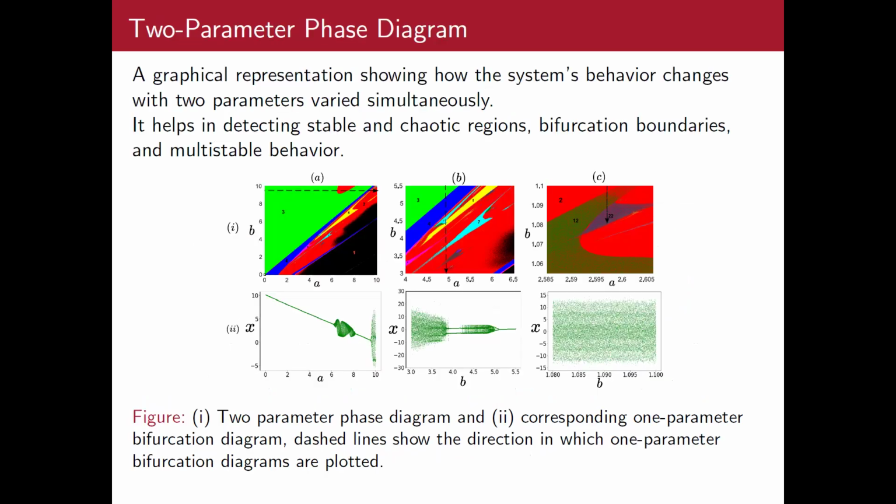Now let's see how the Degn Harrison model behaves when two parameters are varied simultaneously. Here, the different regions indicate stable and chaotic behavior, and the bifurcation boundaries mark transition between these states. The figure shows the two-parameter diagram and its corresponding bifurcation diagram.